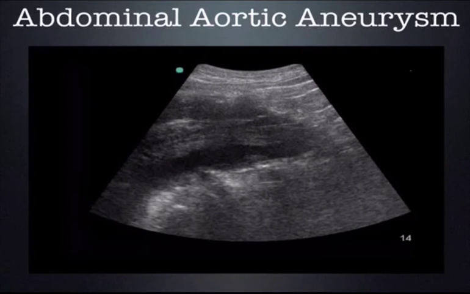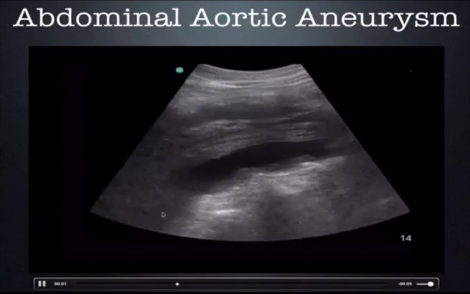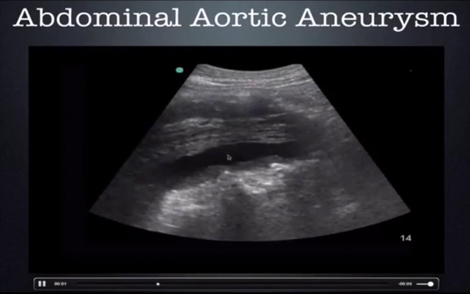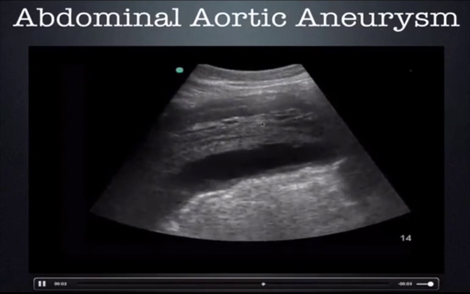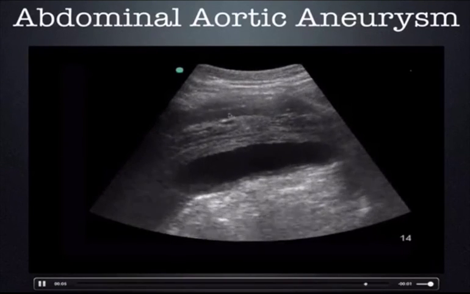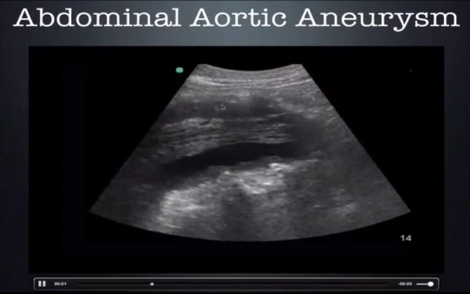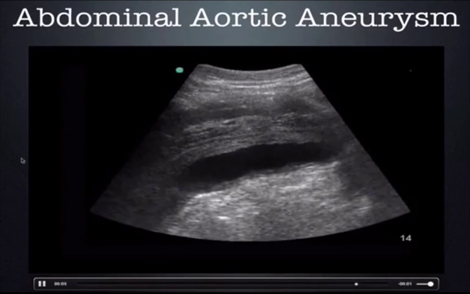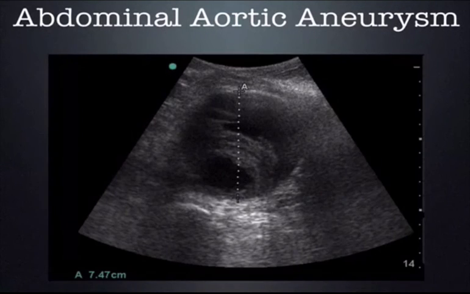Here's the same aortic aneurysm. Now we've turned the long axis. You can see the anterior cortex of the vertebral bodies. Here is the true lumen, and this is all mural thrombus here, here, and likely some element of a false lumen up here. Now, as I previously mentioned, this would be the appropriate location to measure this aneurysm. So as you can see right here, this is a 7.47 centimeter aortic aneurysm.